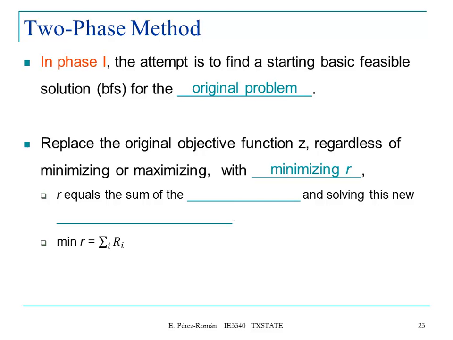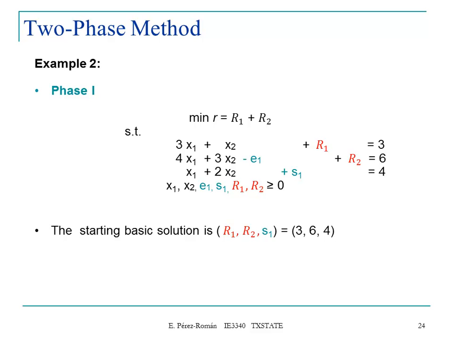Okay? So R equals the sum of the artificial variables. And solving this minimization problem, this is going to be the objective function for your first phase. Okay, so regardless of the objective function that you had originally. So that's what we do in the first phase. We establish our objective function in terms of your artificial variables.